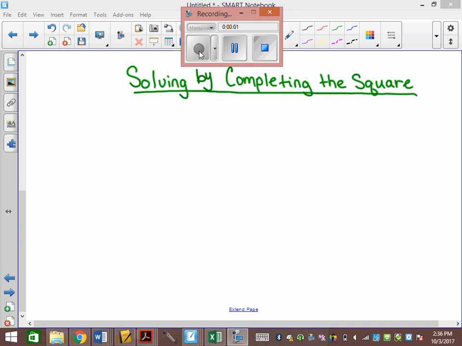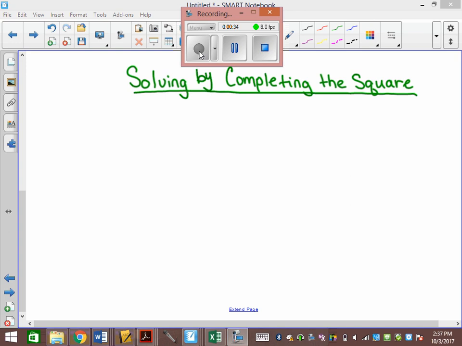So this is the last method for solving. We have solving by graphing, solving by factoring, solving by quadratic formula, solving by completing the square. Then we have one concept left, which is nature of roots, which we've kind of talked about already with the discriminant, which we'll do tomorrow, and then some word problems. All right.